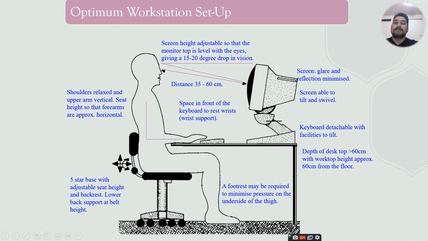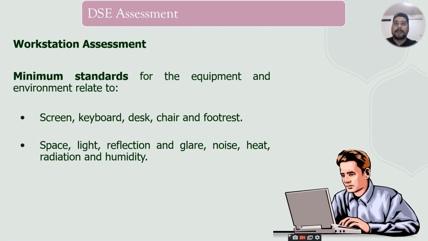5-star base: the 5-star base wheels should be there and it should be adjustable. A footrest may be required to minimize pressure on the underside of the thigh. So a footrest also should be provided. The screen glare and reflection should be minimized. The screen able to tilt and swivel. Keyboard detachable with facilities to tilt. Depth of the desktop 60 centimeters and worktop height approximately 60 centimeters from the floor. So these are the things we need to make sure we are keeping and managing whenever we are providing any workstation setup to the people.